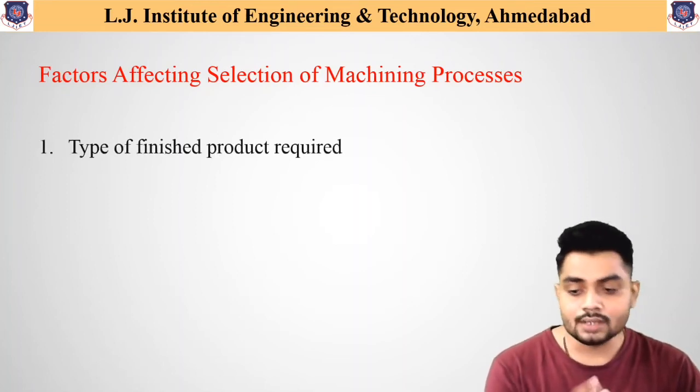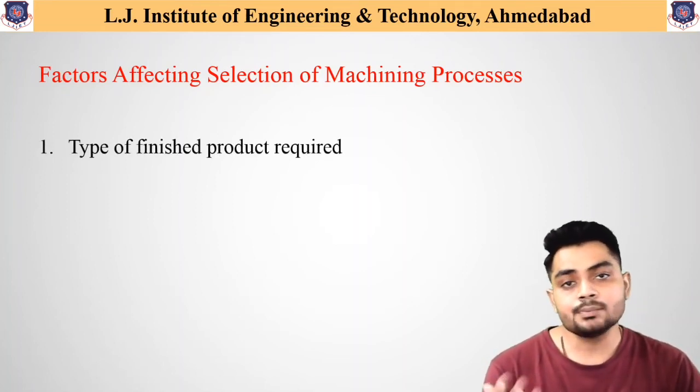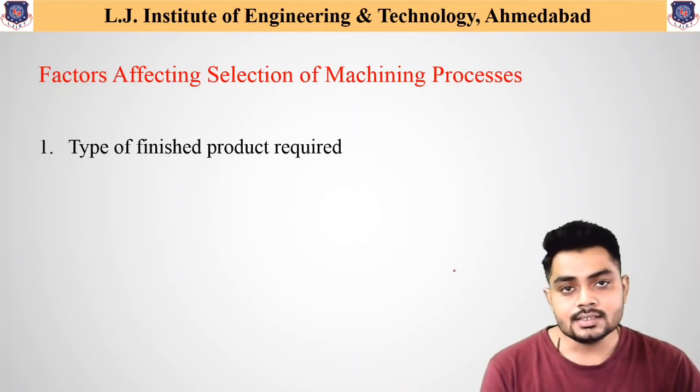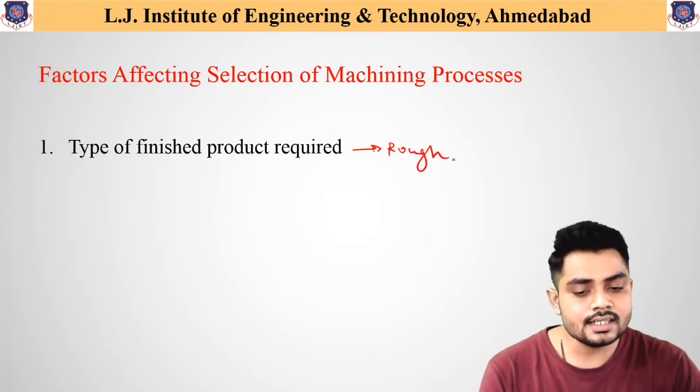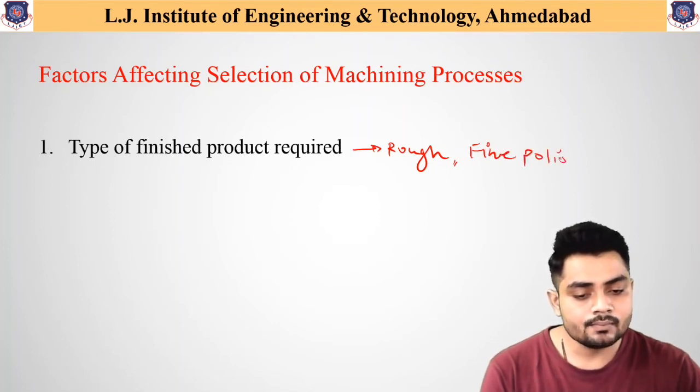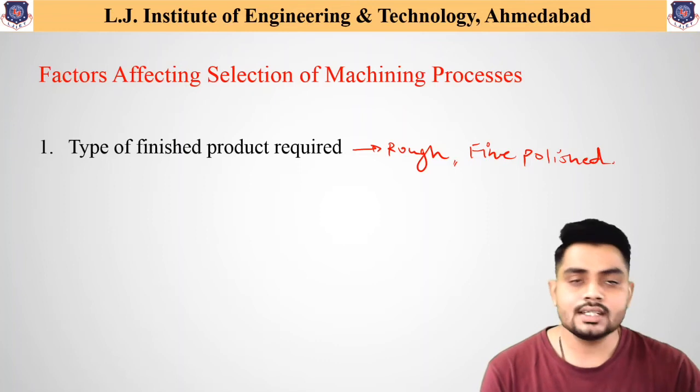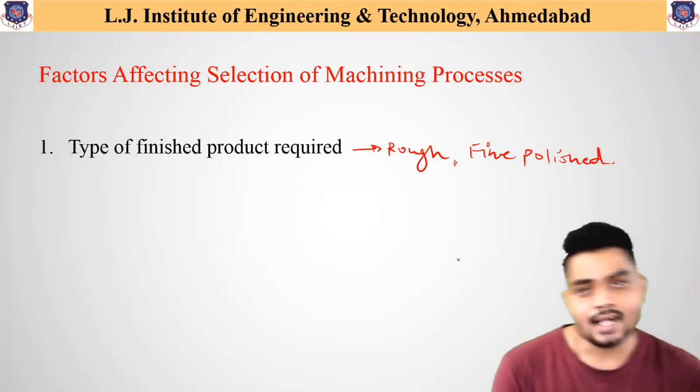The first one is the type of finished product required. That means if a rough surface is required, or if a fine polished surface is required, based on this, different machining processes are selected.